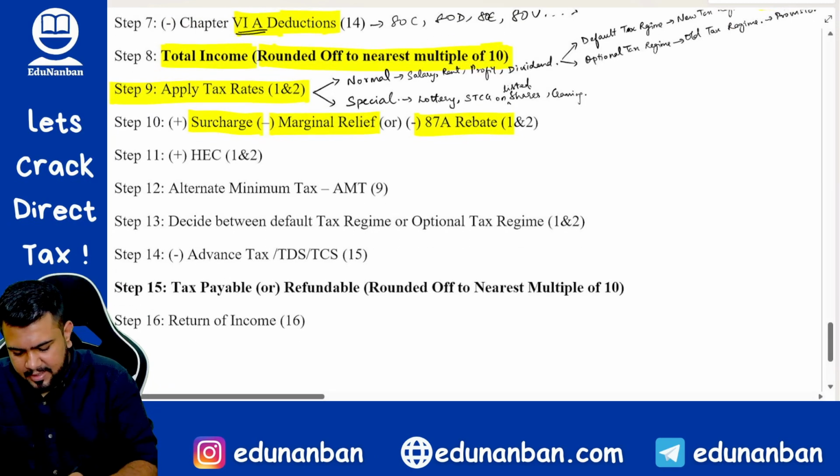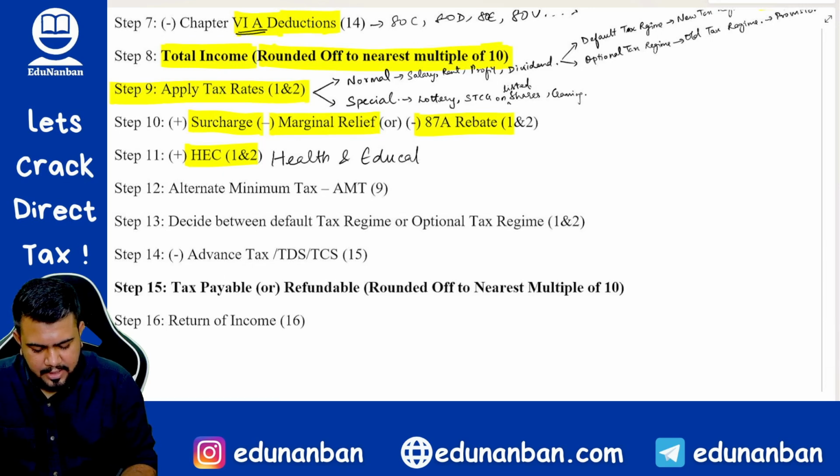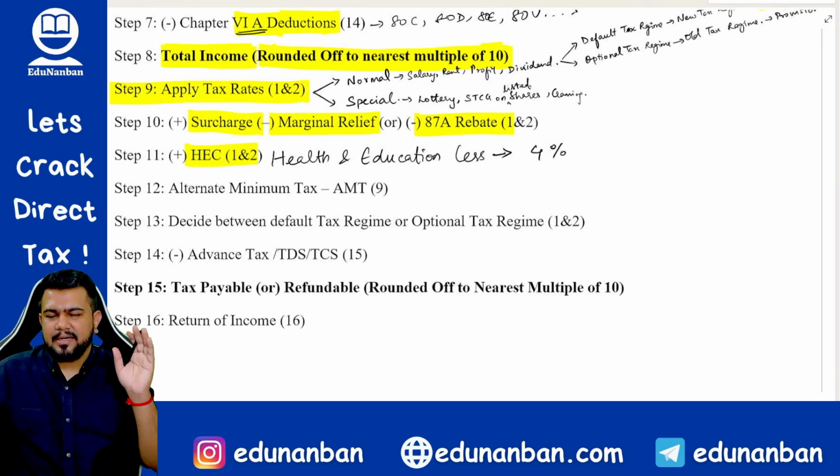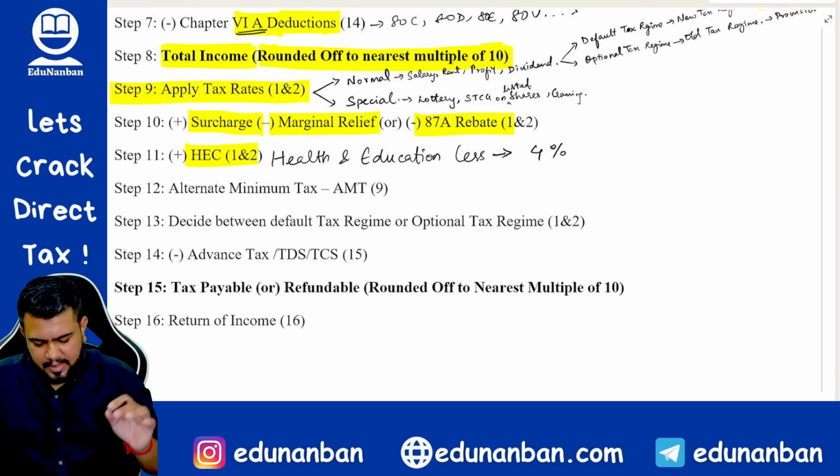Next, after this step, you have to add HEC. What is HEC? Health and education cess. Health and education cess is always 4%. So whatever tax you have calculated, on top of that tax you have to add 4% health and education cess.